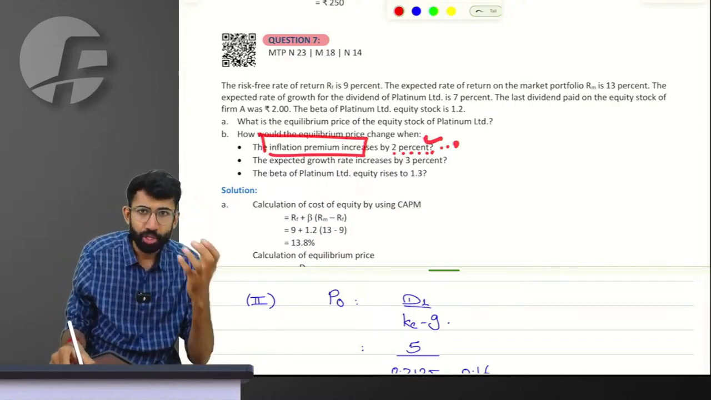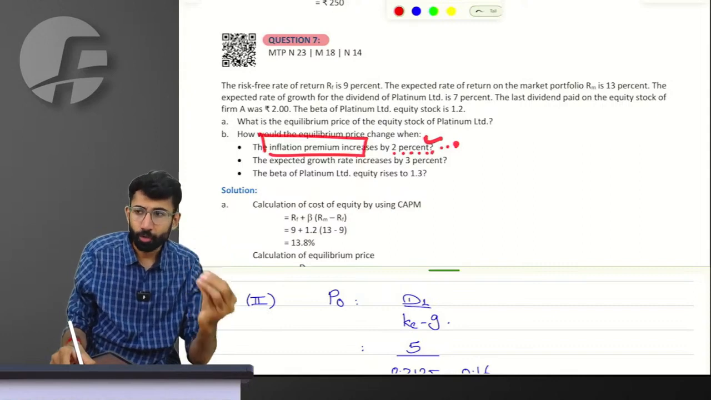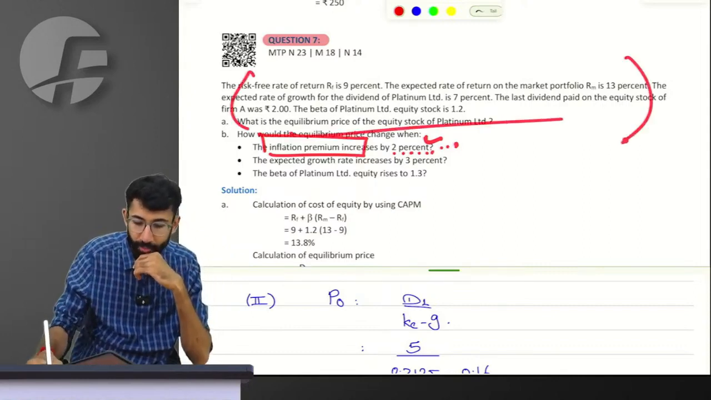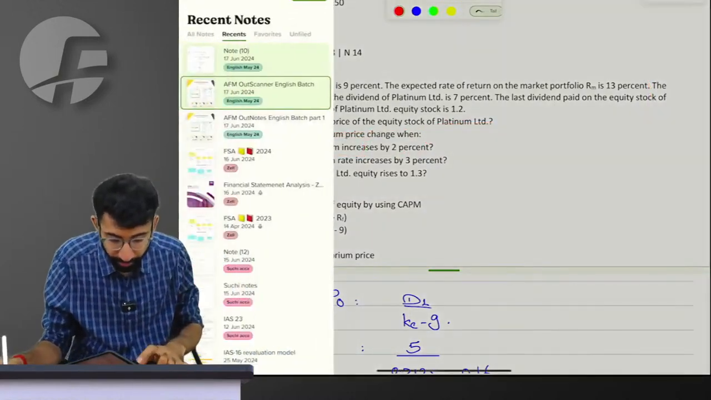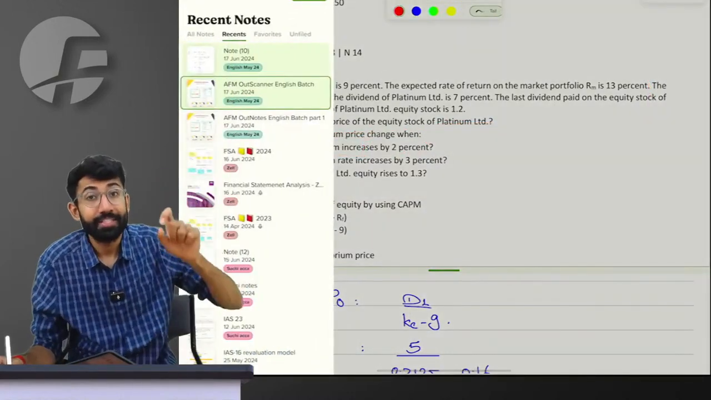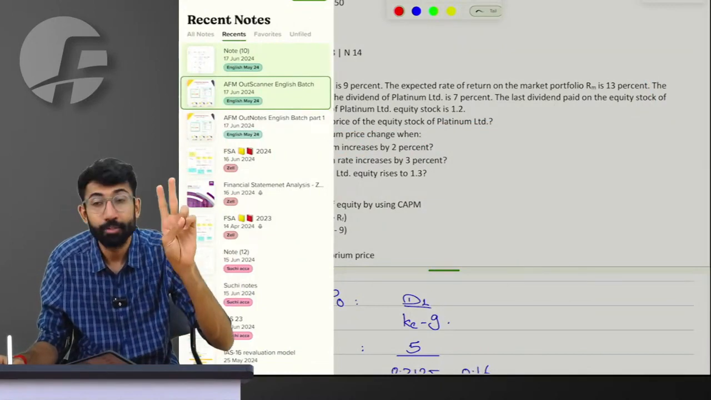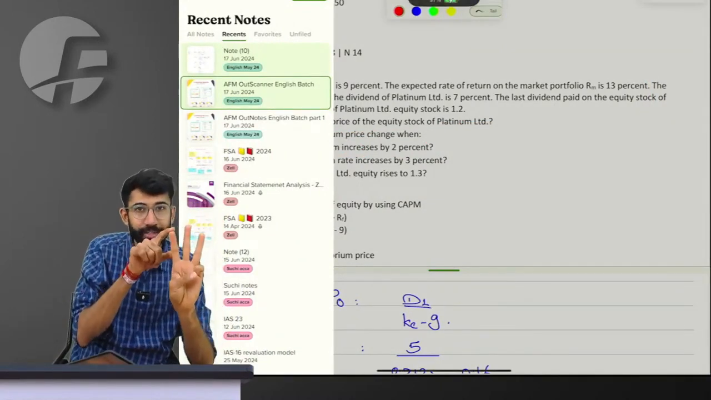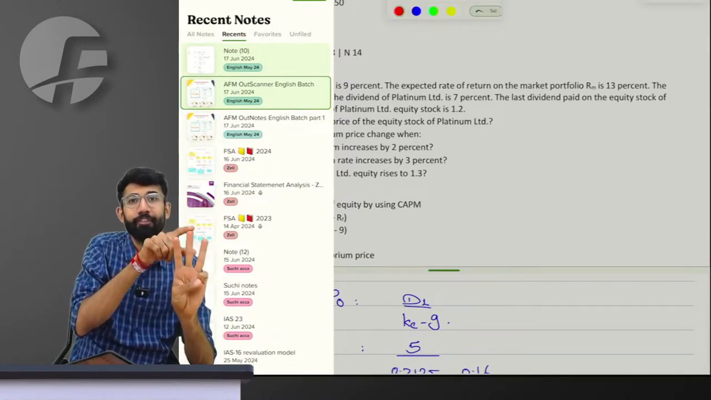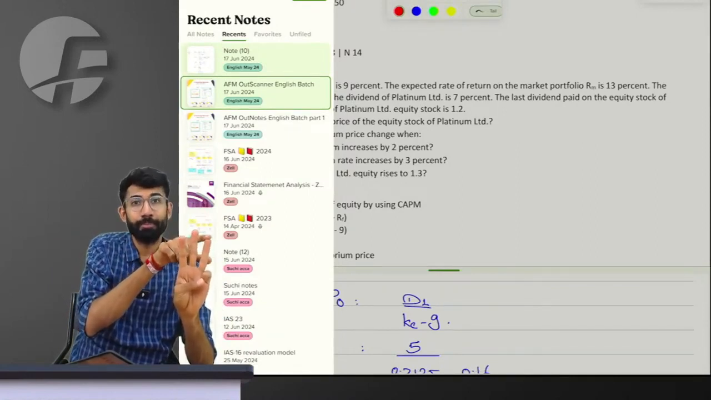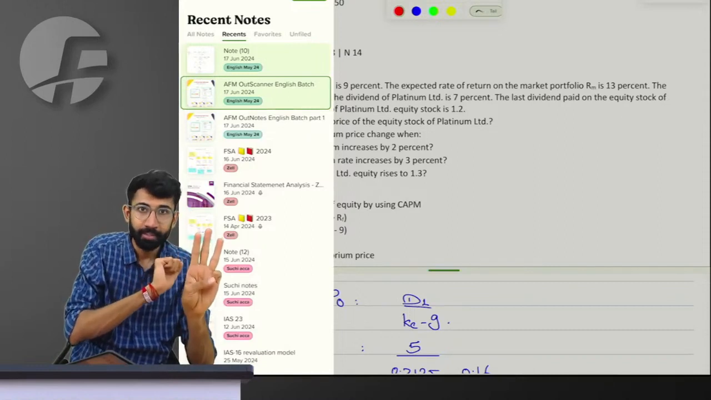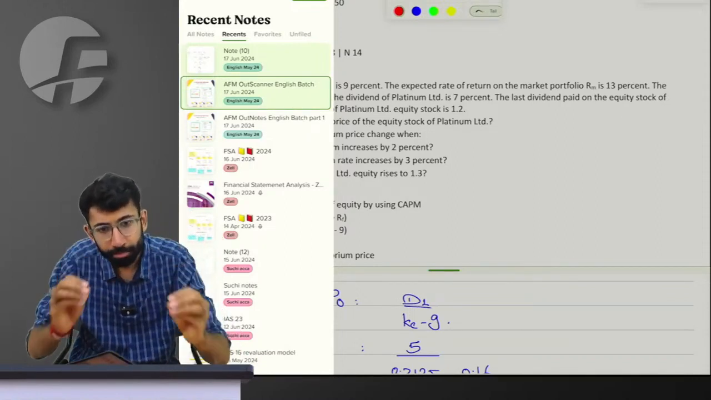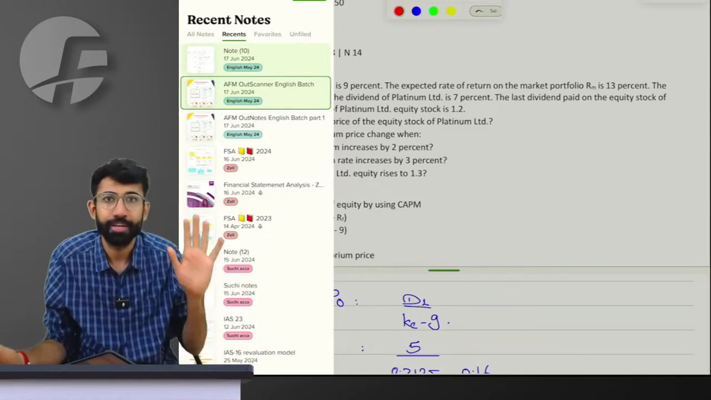Will your RM change? Will your RF change? Will your growth change? What will change from the given information? So let me tell you. Can you please recollect the basics? I said your required rate of return has three components actually: real risk-free rate, inflation premium, and risk premium. Right? Which means, can I say inflation premium is a compulsory component of all the rates?